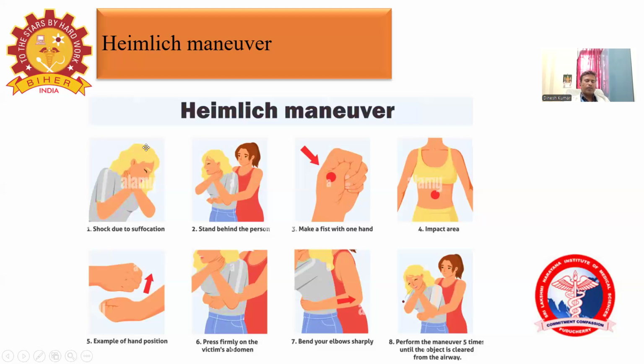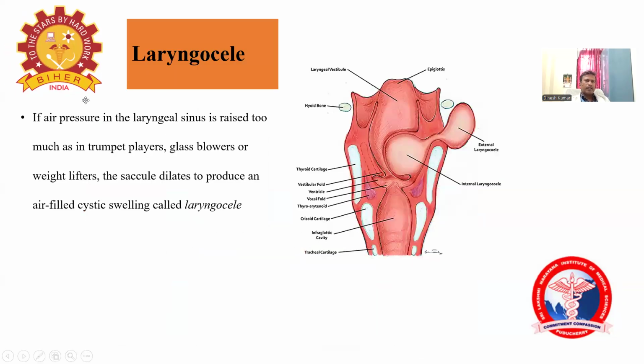So this is a very important method for choking of the larynx. If any object, food, or solid particles obstruct this area, you can do these Heimlich maneuver methods.